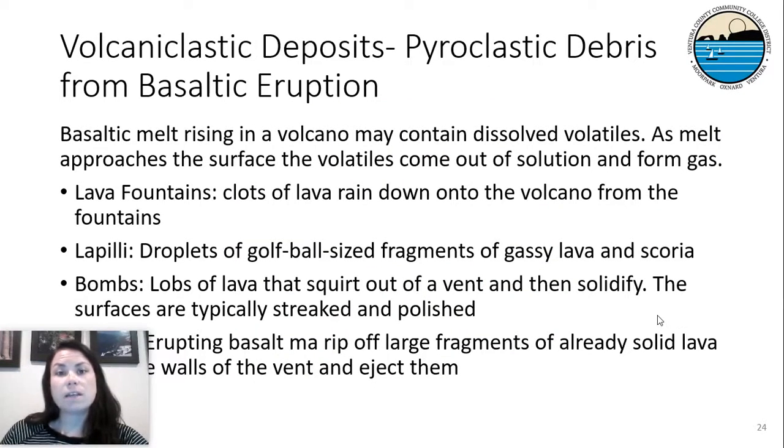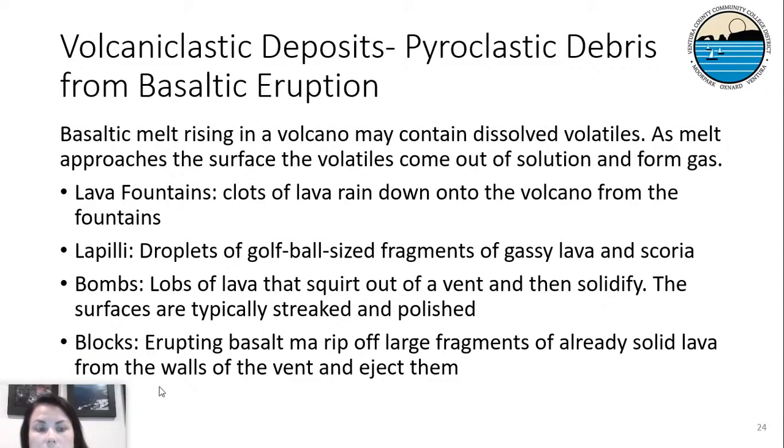Okay, so let's talk about volcaniclastic deposits, such as pyroclastic debris. Basaltic melt rises from a volcano, and that may contain dissolved volatiles. When I say volatiles, that means things that come out of solution and form gas. An example of this would be lava fountains, where clots of lava rain down onto the volcano from the fountains. We have lapilli, which are droplets of golf ball size fragments of glassy lava and scoria. We have bombs, which are lobes of lava that squirt out of a vent and then solidify. The surfaces are typically streaked and polished. And bombs can be quite large. They can be the size of a basketball and even larger.